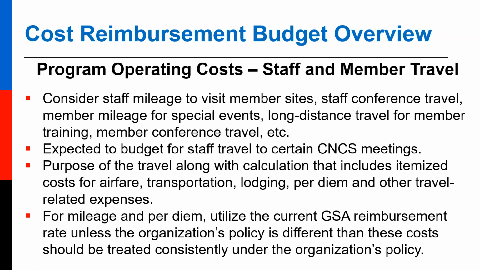For all travel you put in this section, you need to describe the purpose of the travel, along with a calculation that includes itemized costs for airfare, transportation, lodging, per diem, and other travel-related expenses. For mileage and per diem, you can utilize the current GSA, or General Services Administration, reimbursement rate, unless your organization's policy is different, in which case these costs should be treated consistently under your organization's policy.